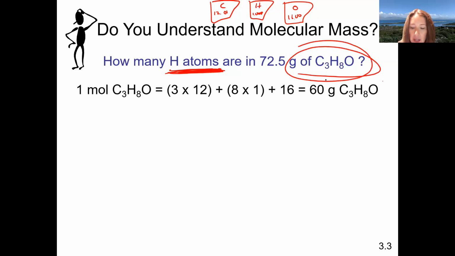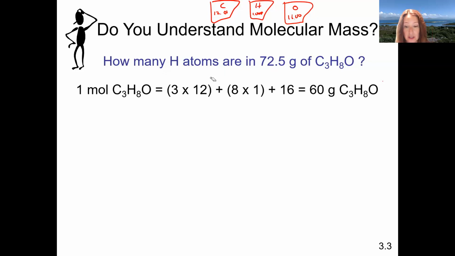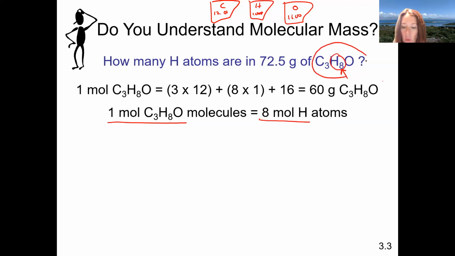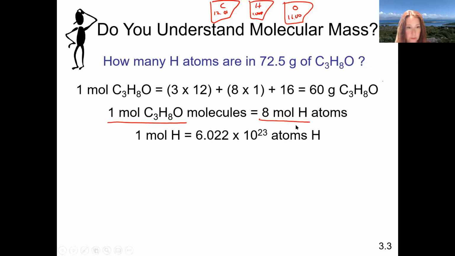Now, what do I mean? This is C3H8O. This is hydrogen atoms. Hydrogen atoms are different than C3H8O, so we need to do a mole ratio between the two. How do we do that? There are 8 hydrogens in one of these. So in one molecule there are 8 hydrogen atoms, or in 1 mole of these there are 8 moles of hydrogen. Where did I get that? Right here, because there are 8 hydrogens in one of these. And I'm going to have to do what's called a mole ratio.